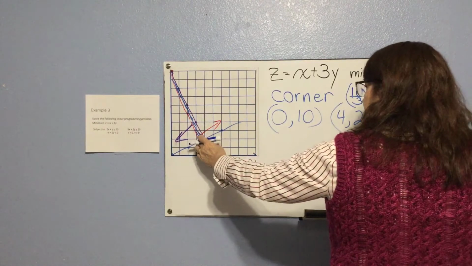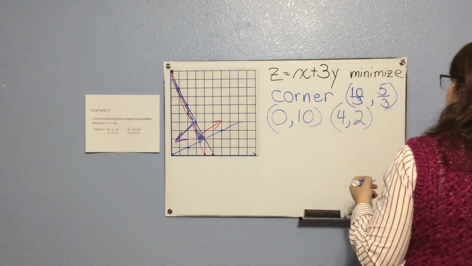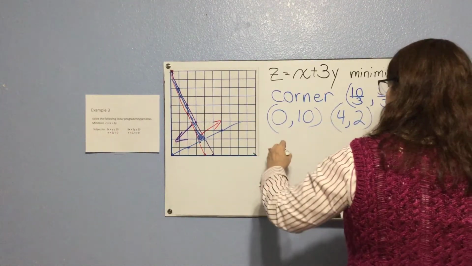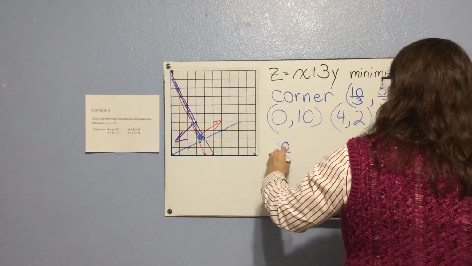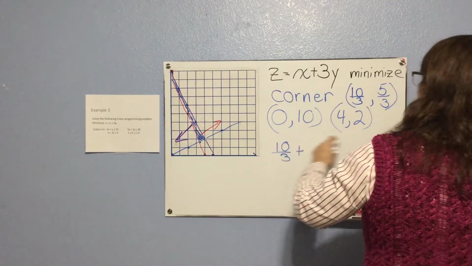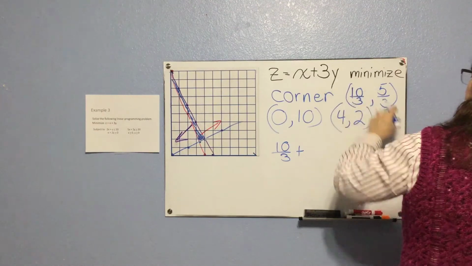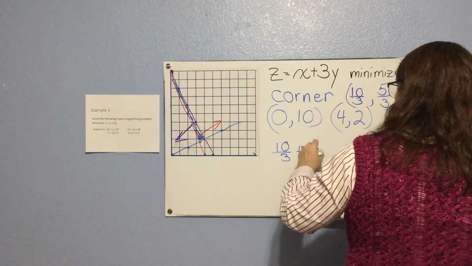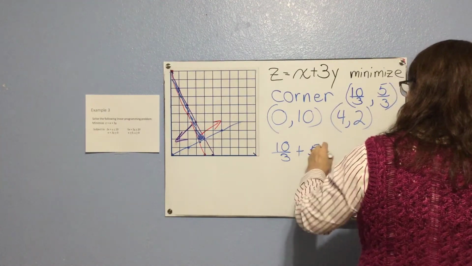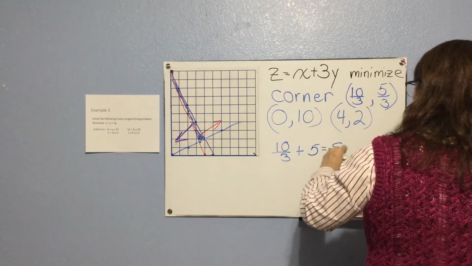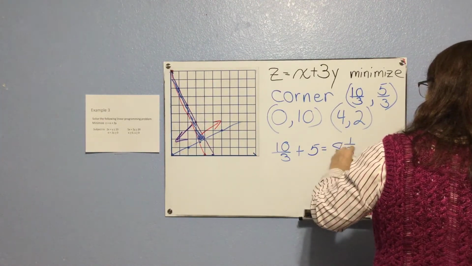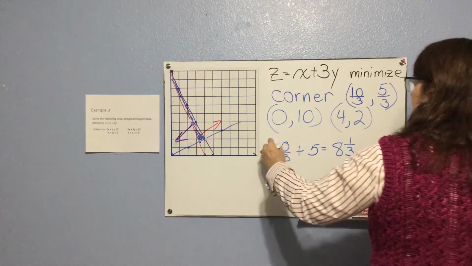I'm going to choose this one because it's closest to the origin. Try that first. So that would be 10 over 3 plus 3 times 5 over 3. So that would be just 5. So this is going to be 8 and 1/3. That's for this.